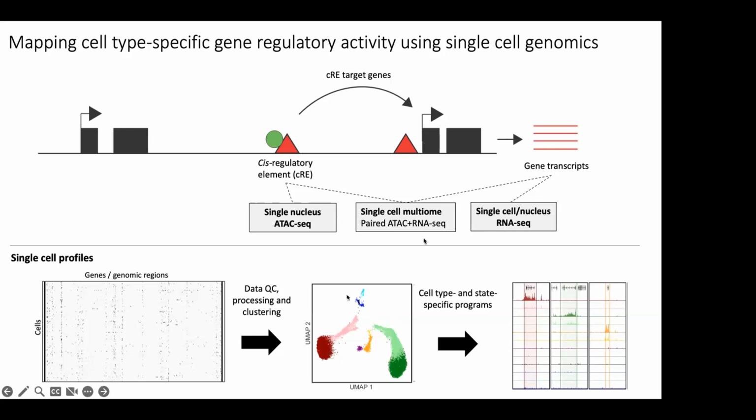So we use these assays to map regulatory information in individual cells, and using this information, we can define properties of individual cell types. I'm going to gloss over the details of how we go from the profiles generated from individual cells to cell type specific regulatory programs, but it involves a series of processing steps and clustering and defining. Anyway, so we can define regulatory programs of individual cell types.